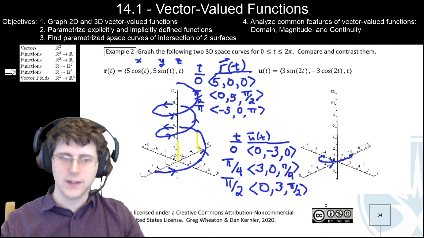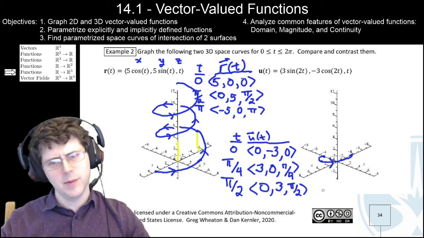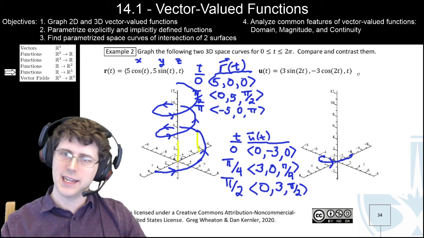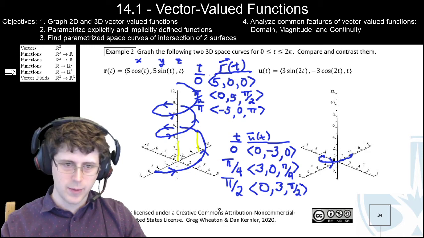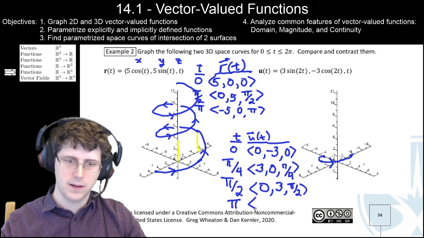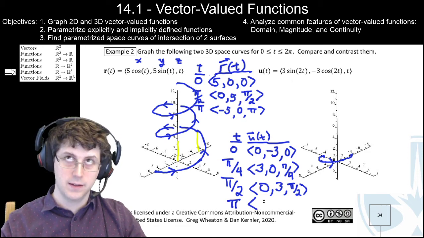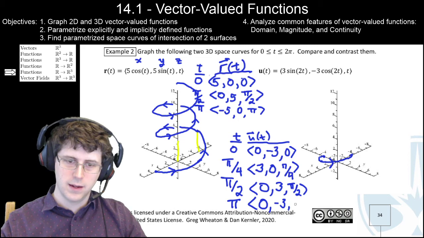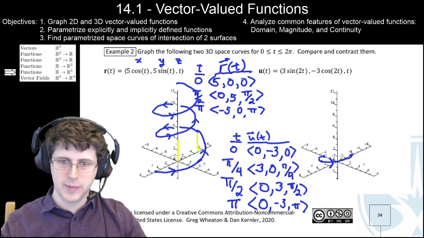So we're still swirling around in kind of the same direction, but it's not going up as... Is it going up just as fast? I think it is going up just as fast, because the z-coordinate is exactly the same. Let's see where we end up at pi. At pi we have 3 sine of 2 pi, minus 3 cosine of 2 pi, and pi. 0 minus 3 is back here again.